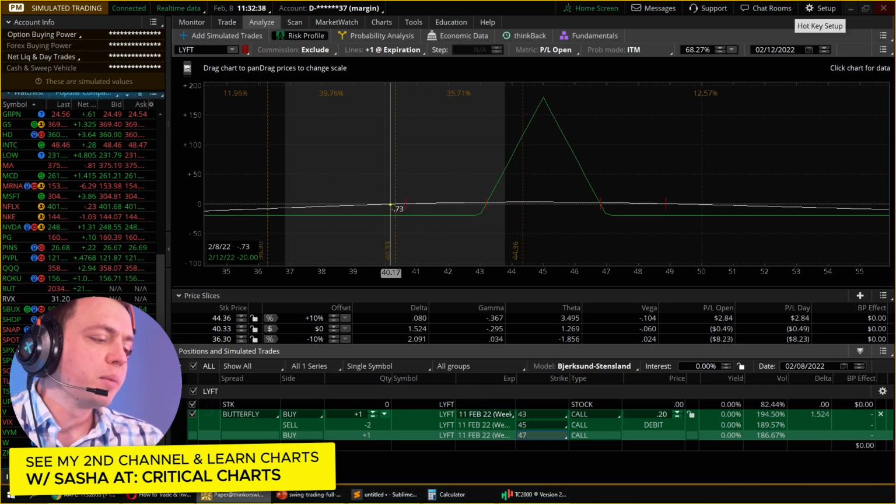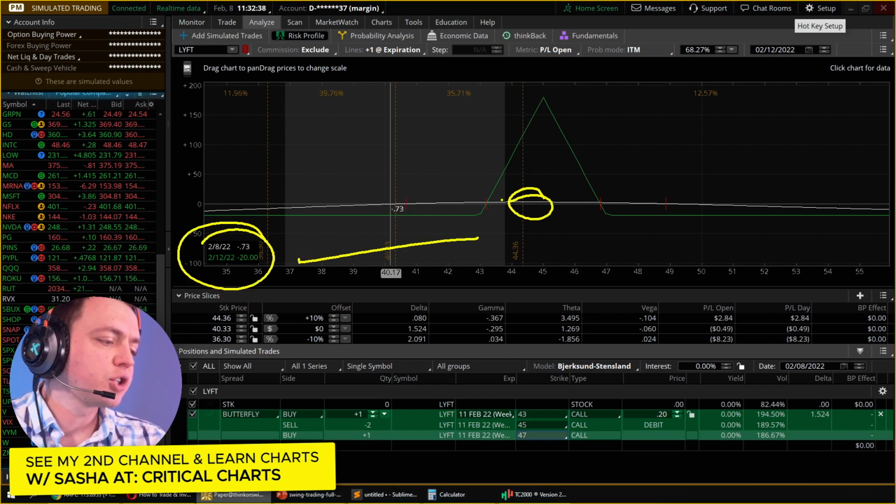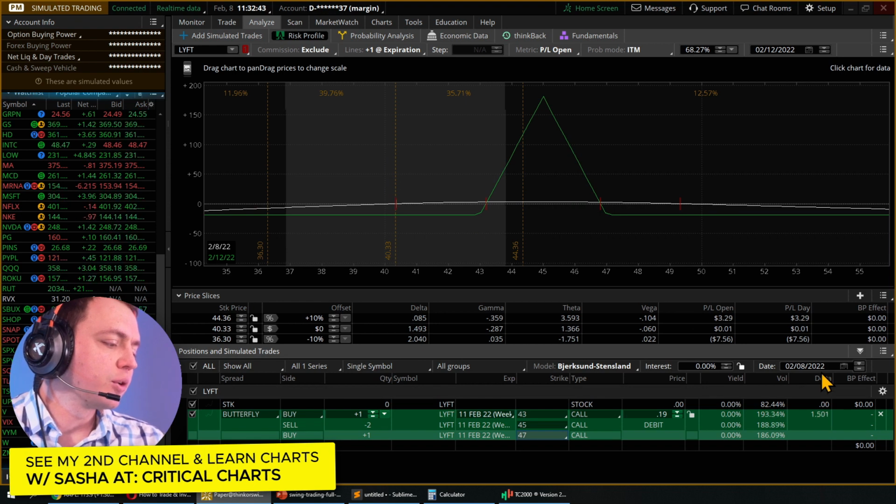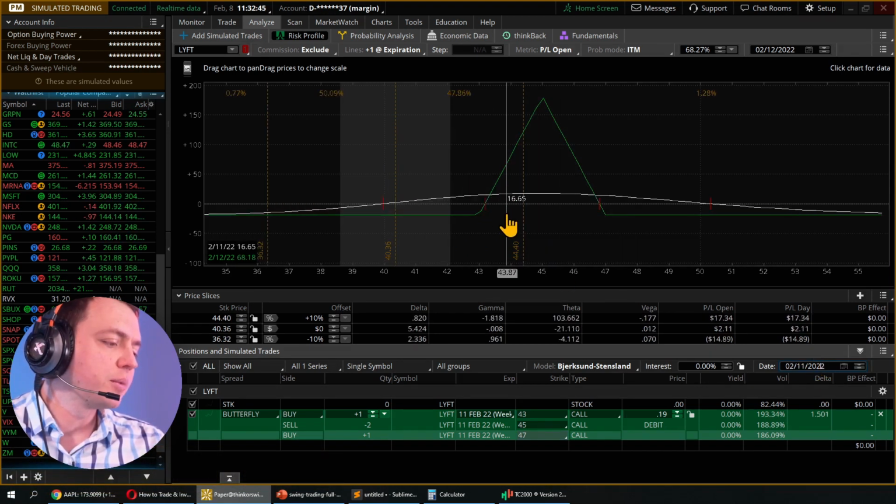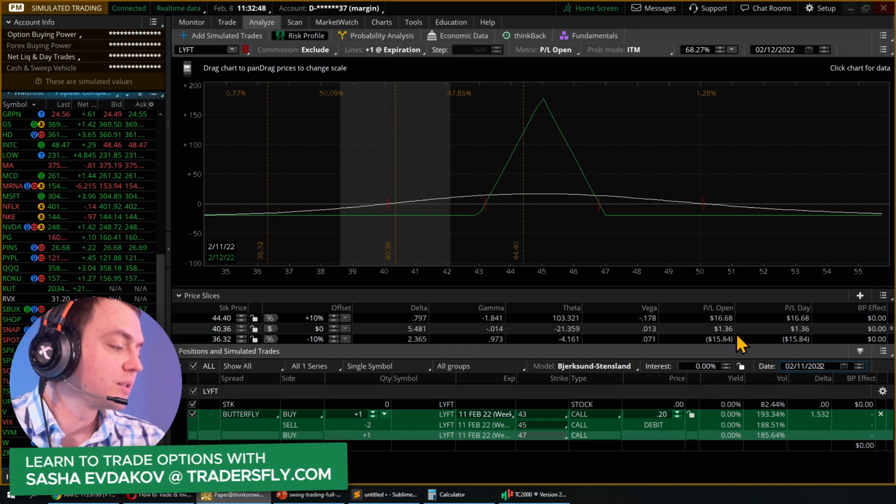Now you could just risk $20. It's not too bad. Put in $20 on a trade, and all that volatility will come out. You'll probably try to make, you know, $20 off of that as well.